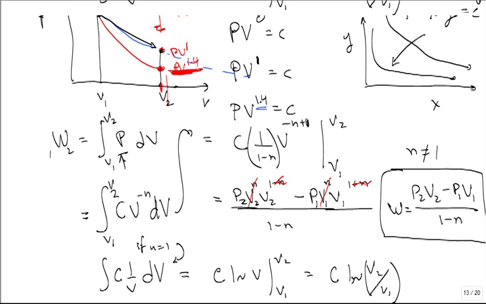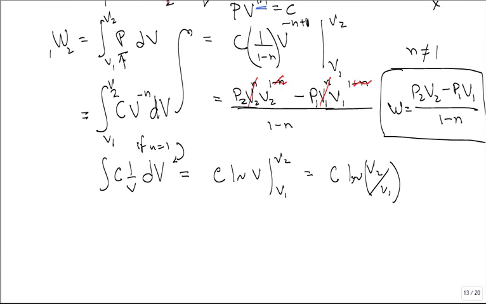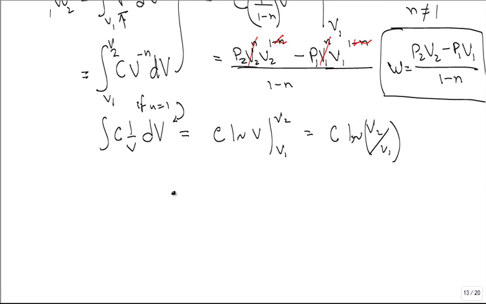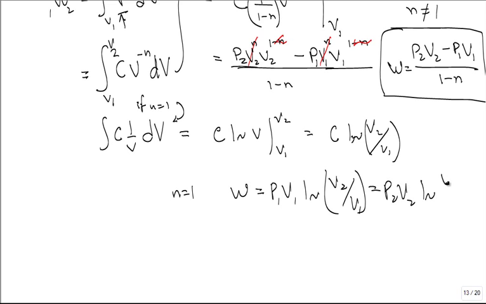So let me scoot down just a little bit. Oops. That's a little bit more than a little bit. So when N is equal to 1, the work is equal to C. Well, what was C? It could be P1 V1 natural log of V2 over V1, or it could be P2 V2 natural log of V2 over V1. One of those, either one works, because C is either P1 V1 or P2 V2. Good? Very good. Let's press forward.